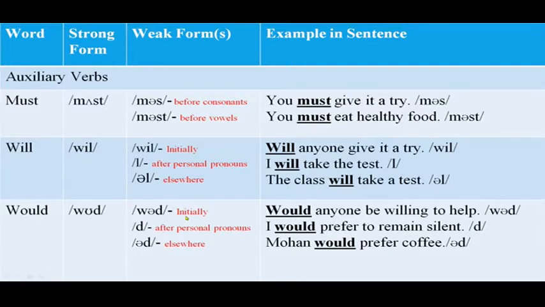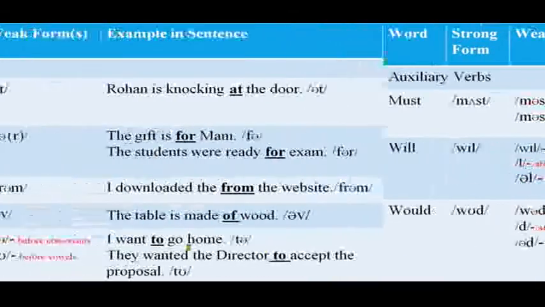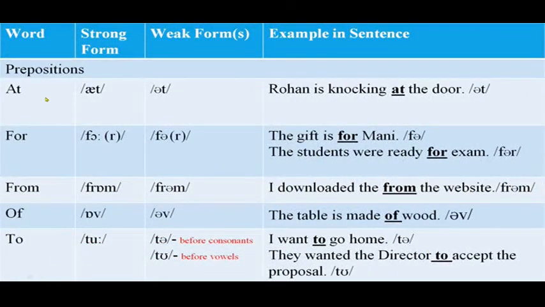'Would' is pronounced as /wʊd/ when your sentence starts with the auxiliary itself. It is pronounced as /d/ when placed after personal pronouns, and it is pronounced as /əd/ elsewhere. Next we have prepositions, starting with 'at', which is pronounced as /ət/ in its weak form. 'For' is pronounced as /fə(r)/ in its weak form, where the r is optional, depending upon whether it is followed by a consonant or a vowel sound. 'From' is pronounced as /frəm/. 'Of' is pronounced as /əv/.